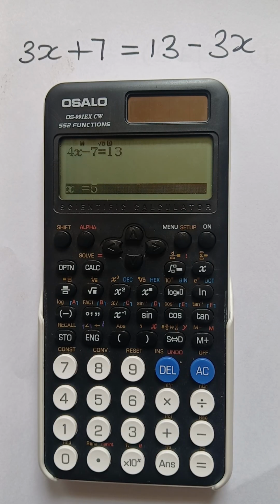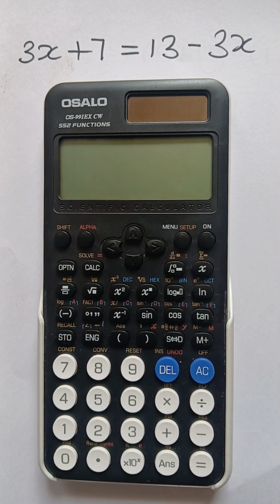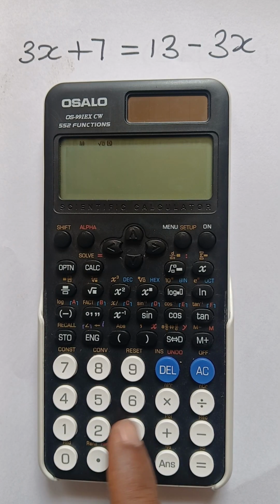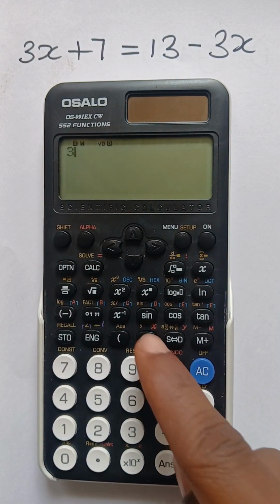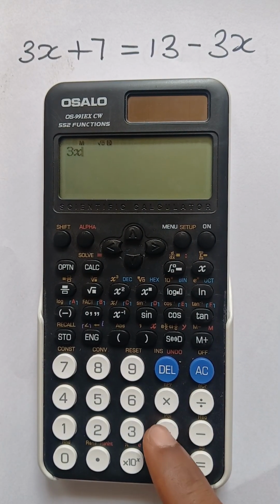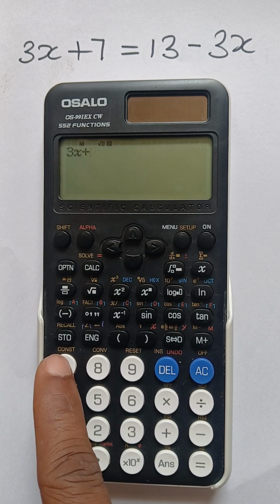Now, you press this to clear off your answer. So now let's consider this question again, using Osalo to solve this. So the first thing is that you press your key 3, then alpha, your x, plus sign, you press on 7.